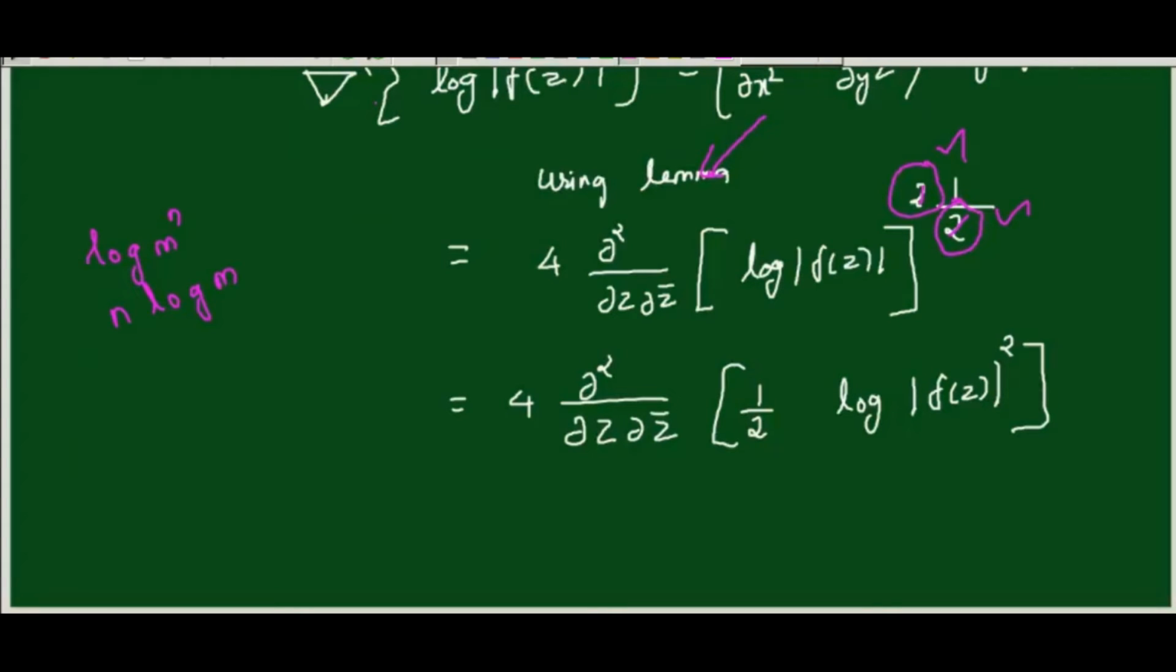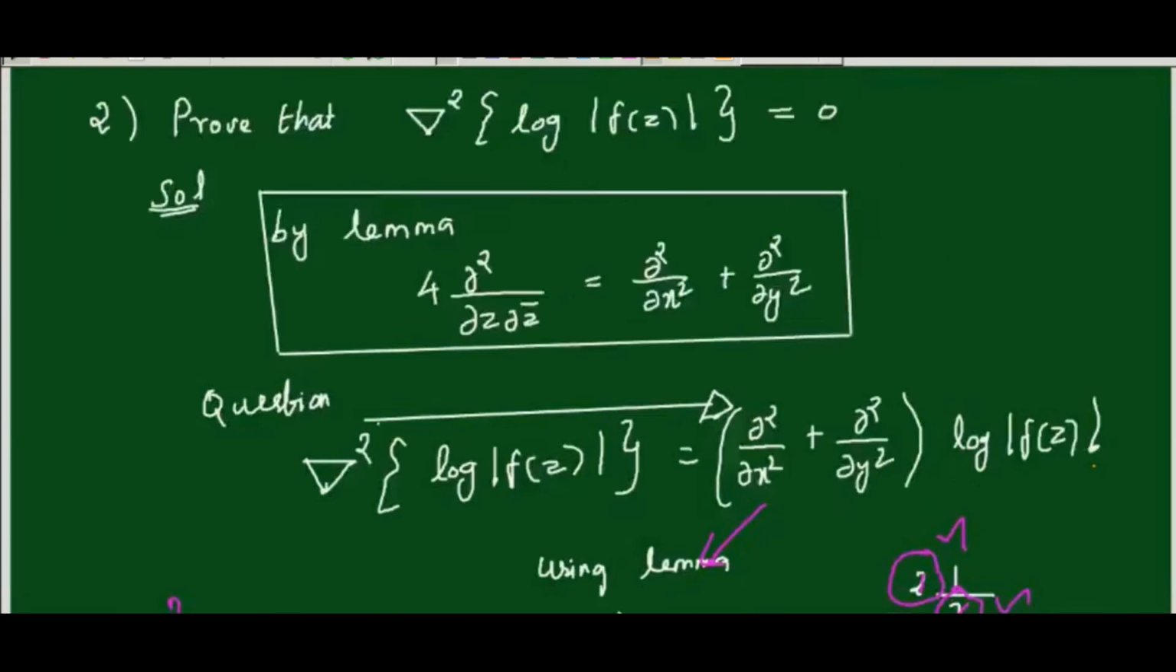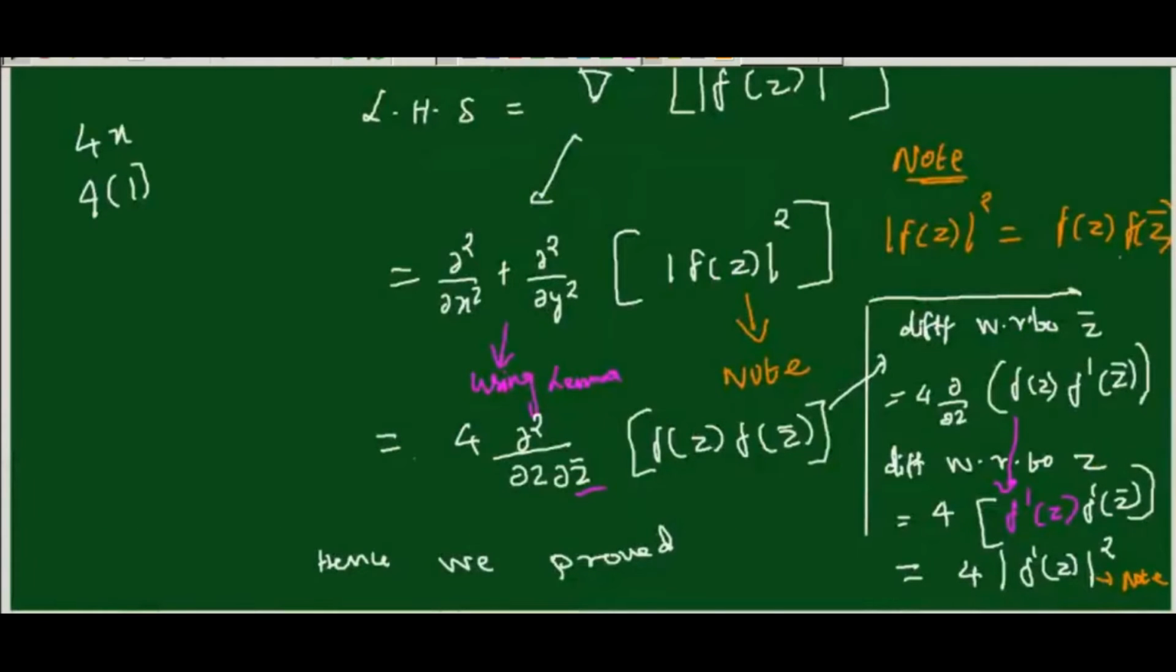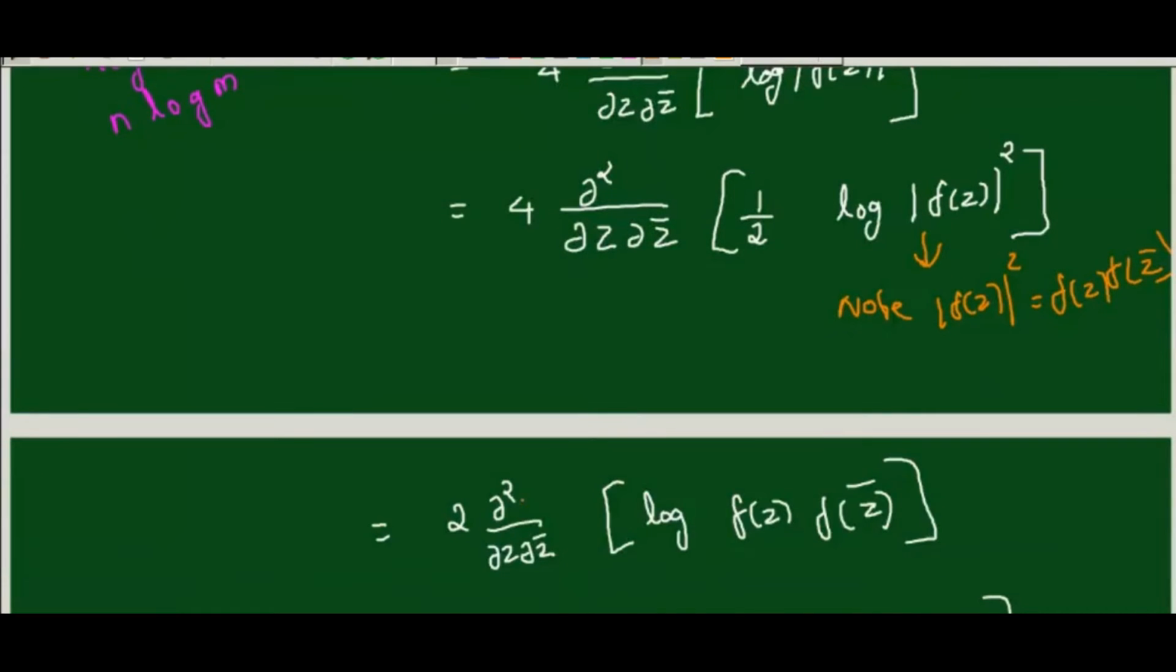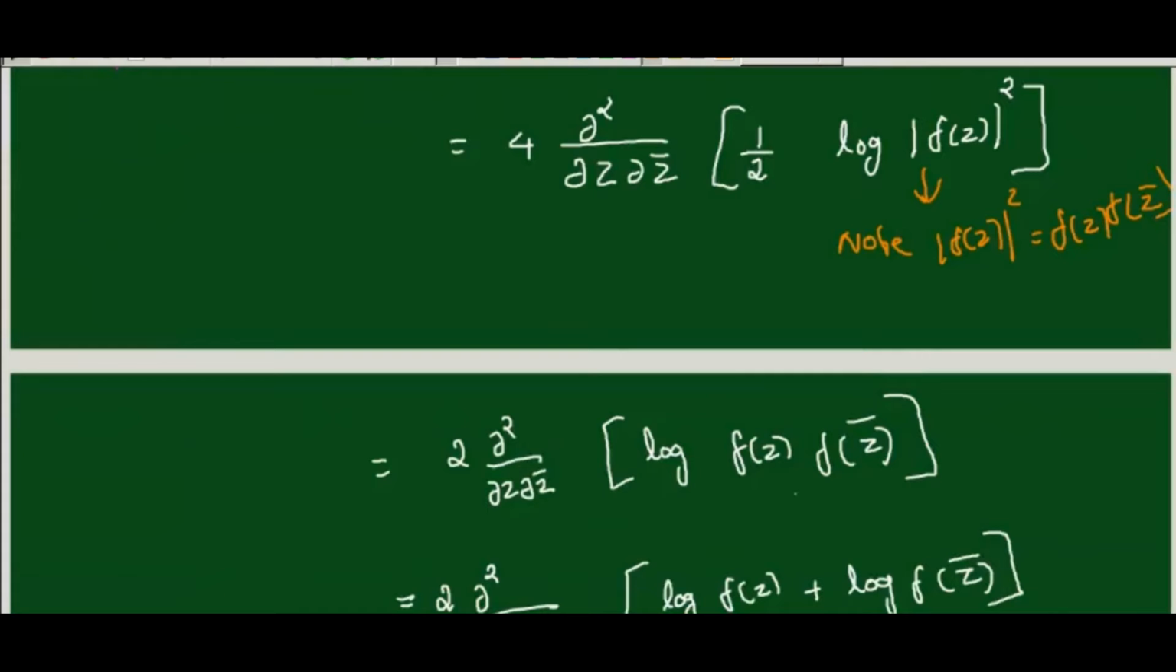Again here we can apply the note. What does that note say? The note is modulus of f of z the whole square is equal to f of z into f of z bar. So using the note only, I'm going to apply this in the problem. Here I have given f of z into f of z bar. The same note I'm using here also, f of z into f of z bar. So using the note and the lemma, we can write log of f of z into f of z bar.